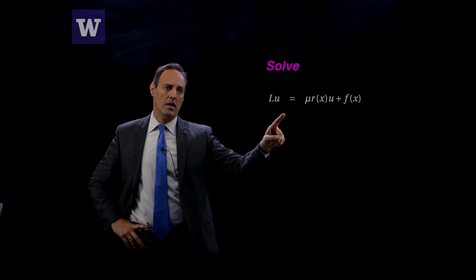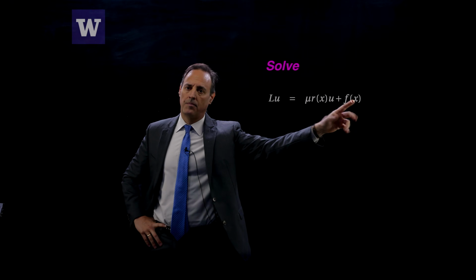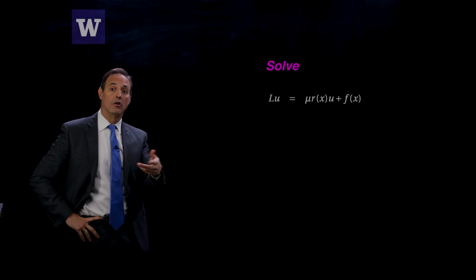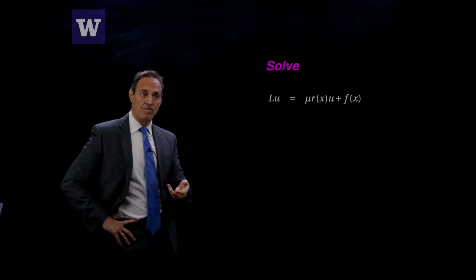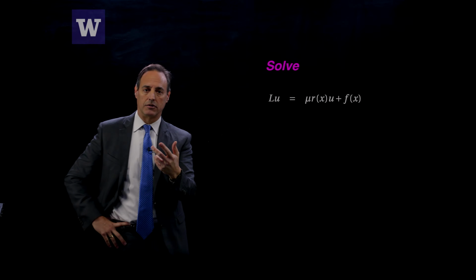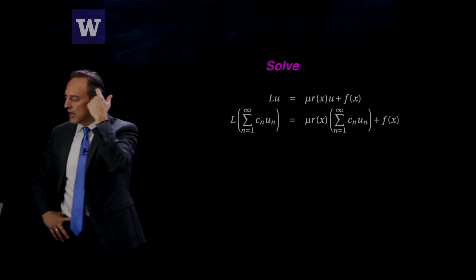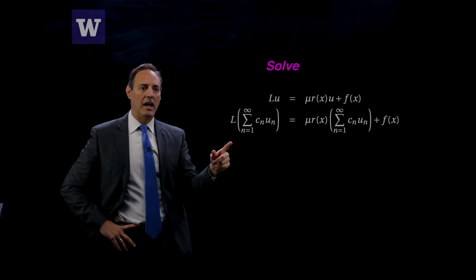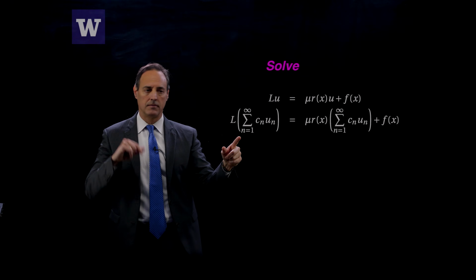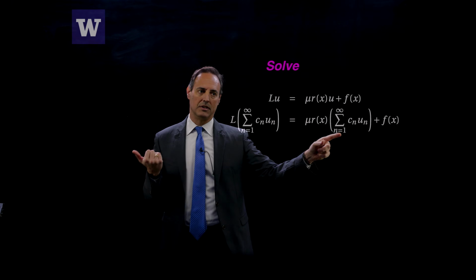And here it is: Lu is equal to mu r of x u plus f of x. So what I'm going to do is take that u and expand it in an eigenfunction expansion. And I'm also going to take that f, and I've already expanded it in an eigenfunction expansion. So everything is going to be expanded with eigenfunctions. First let's start with the u. So L is acting on u, which is an expansion, c of n u of n, an infinite series. Mu r of x u, which is, again, an infinite series c of n u of n.